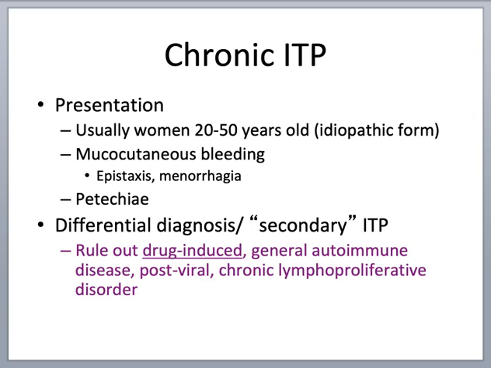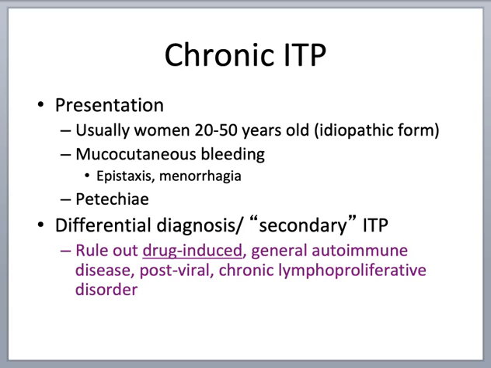Chronic ITP is usually found in women from 20 to 50 years old, and this is the idiopathic form. That is, there's generally no underlying secondary form. This presents with mucocutaneous bleeding, usually frequent or long-lasting nosebleeds, or prolonged menstrual periods or menorrhagia, as well as skin petechiae.